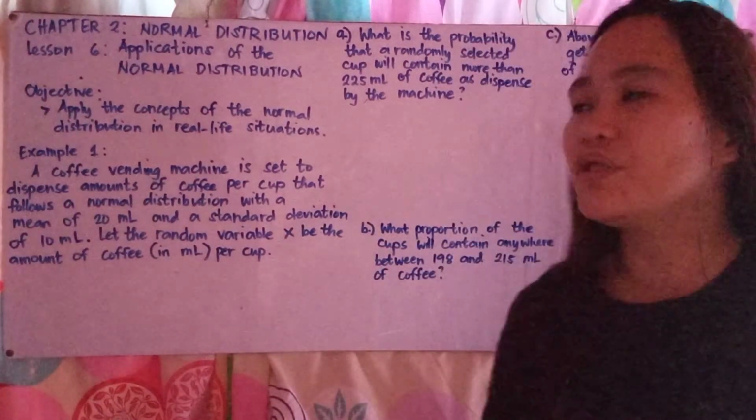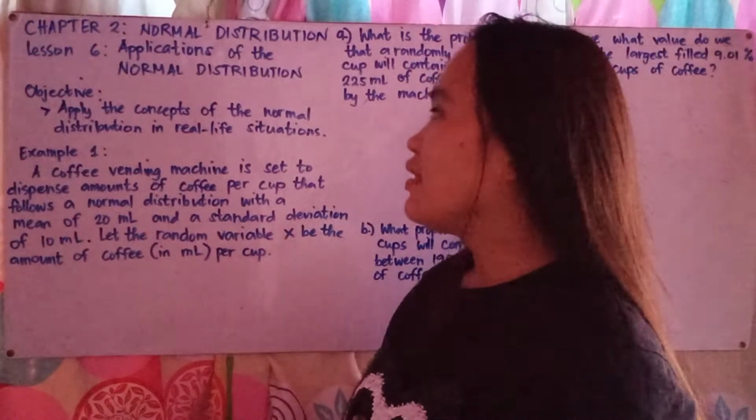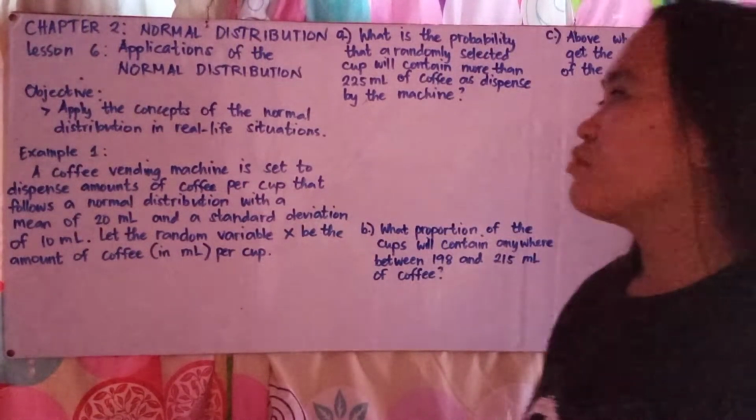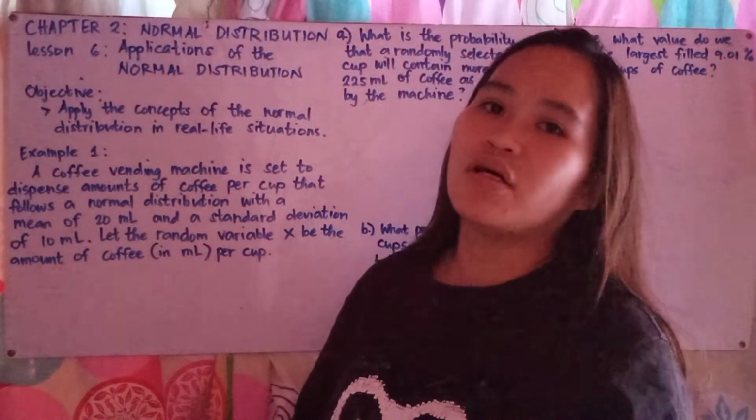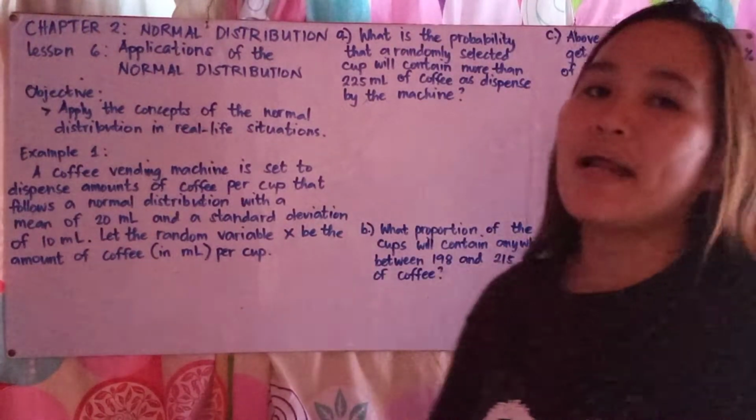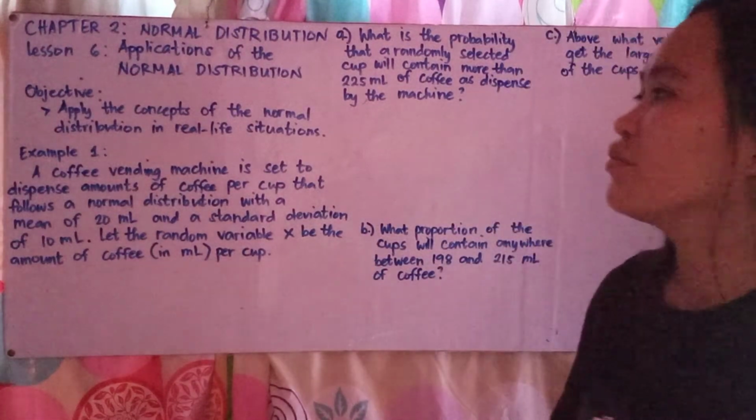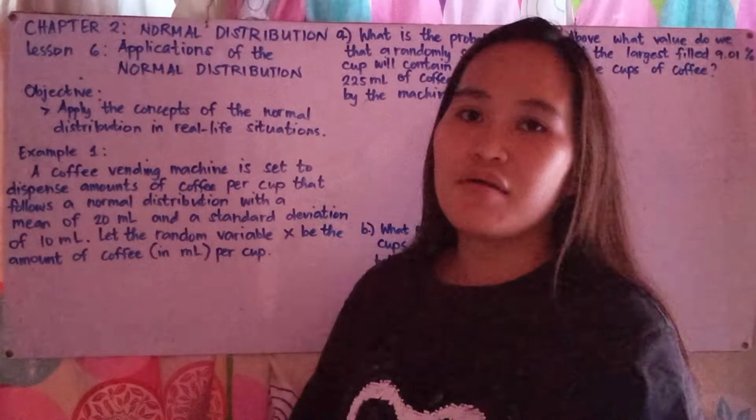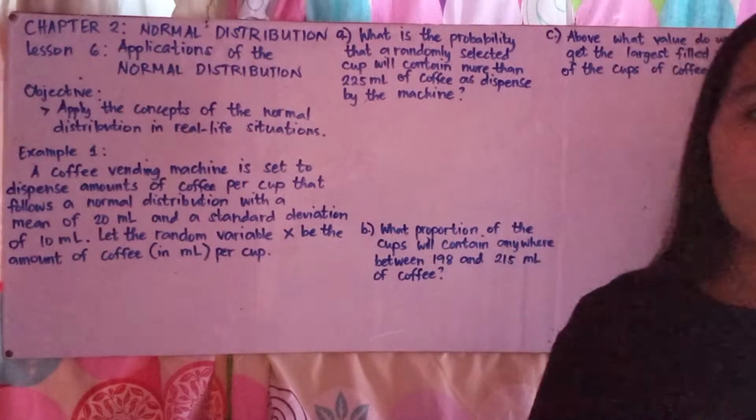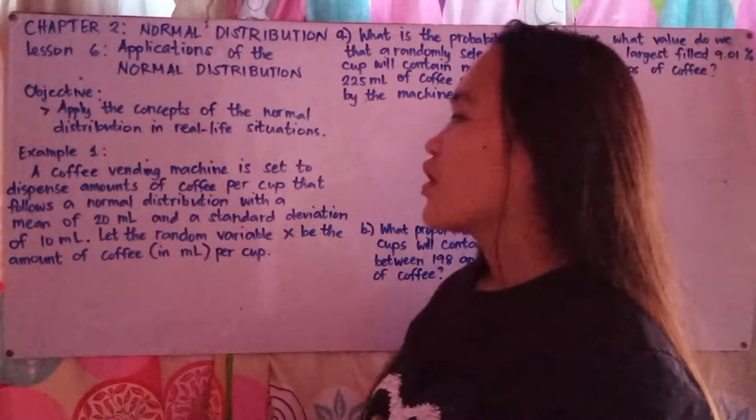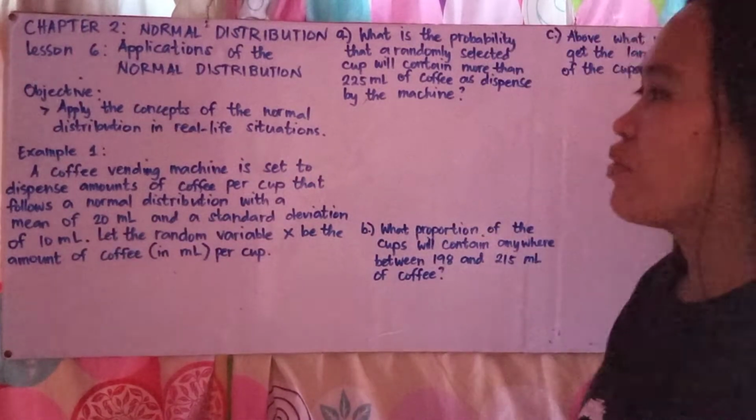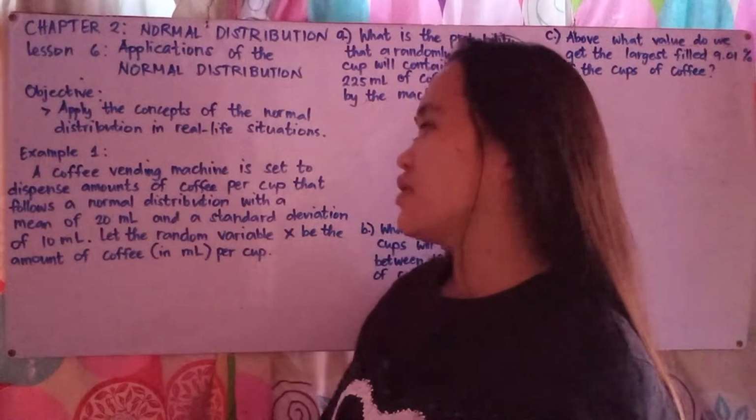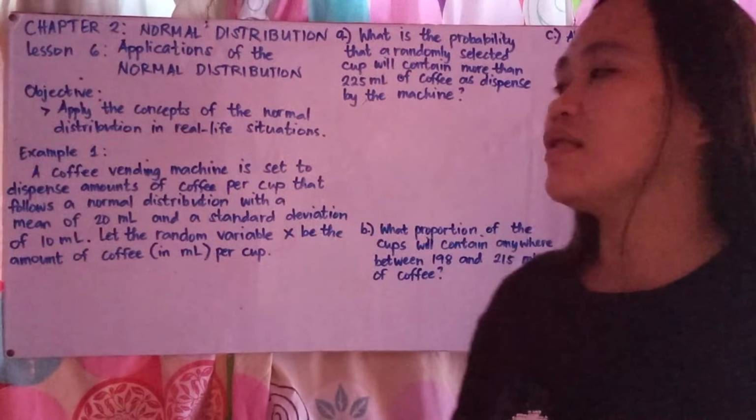Our objective is to apply the concepts of the normal distribution in real life situations. At the end of our discussion, you will be able to apply the concepts of the normal distribution in real life or realistic situations. So I prepared 3 examples, and this is our example 1. Example 1 is all about a vending machine.